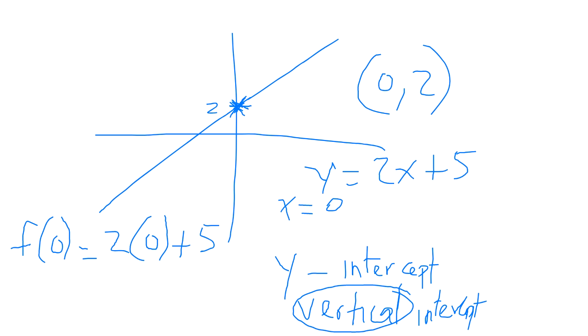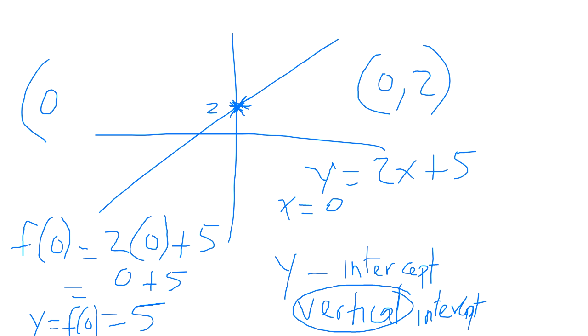So this would give me 2 times 0 is 0 plus 5. This gives a 5. So y, or f of 0, equals 5. So my y-intercept is (0, 5). So if this is 5, then it's going to be somewhere here, and it means the line should go that way. Okay, that is the y-intercept.